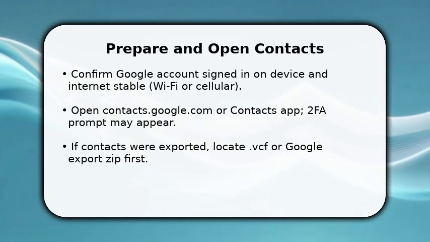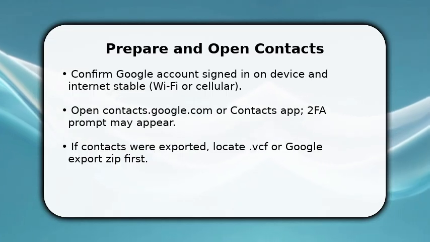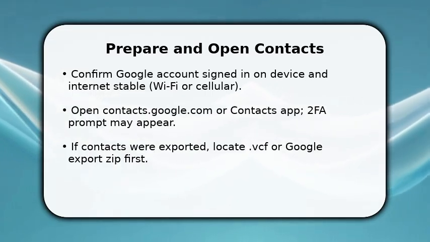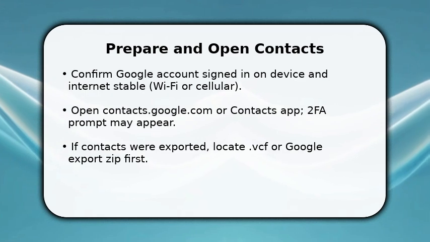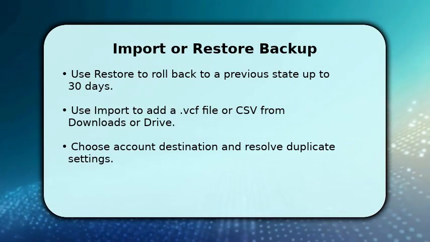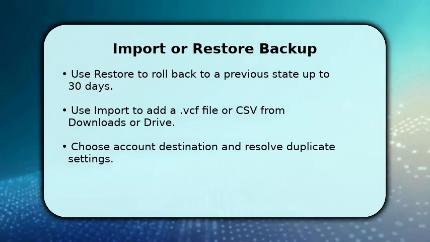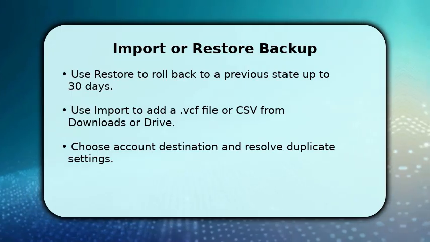Now, look for the left menu, More, or the hamburger icon. That's where Import and Restore live. Begin by selecting Import or Restore to bring backup controls into view. Once the menu is open, choose Restore if you want to revert to a snapshot within 30 days, select the date and confirm. This overwrites current contacts, so be sure.